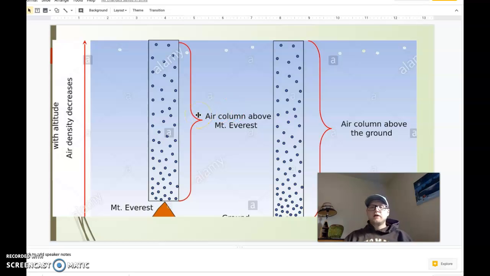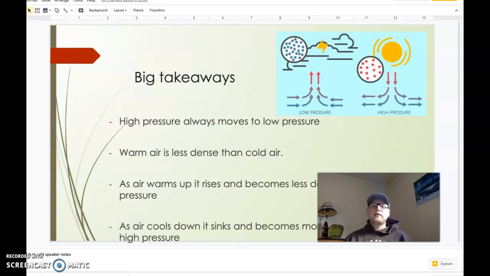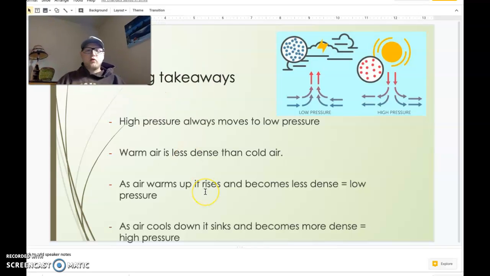We use air pressure when we look at weather quite a bit, as it turns out. The big takeaways with air pressure, so on the most basic level, here's what you need to know. High pressure always moves to low pressure, okay? It's never going to go low to high. It's always going to be high pressure to low pressure. Warm air is less dense than cold air. As the air warms up, it rises and it becomes less dense. So rising air is low pressure, okay? So as the air warms up, it becomes less dense. Low density means low pressure. As the air cools down, it sinks and becomes more dense, right?